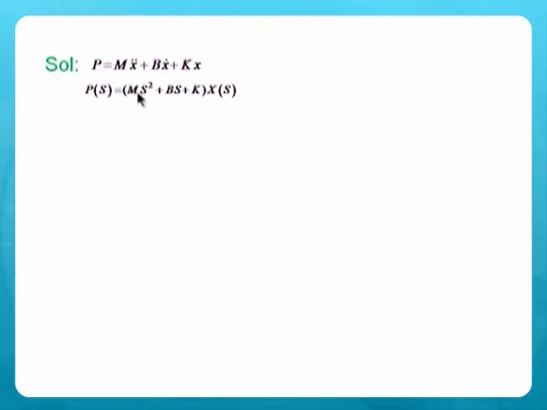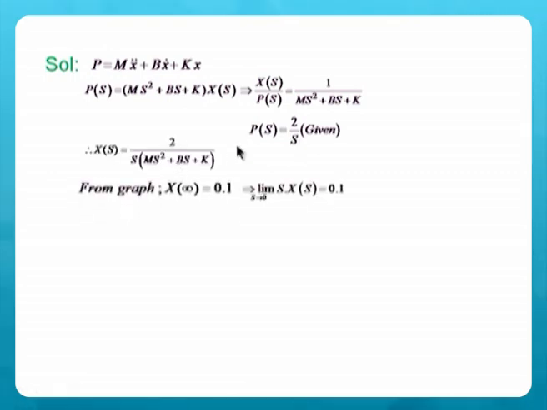Apply the Laplace transform to the differential equation of a mechanical system, and then obtain x of s as output. P of s is the force that applied here, transfer function. It is given by this system again, and the input force applied on the mechanical system is given 2 lbs. It's like a step input. So the Laplace transform of this P of s is 2 by s.